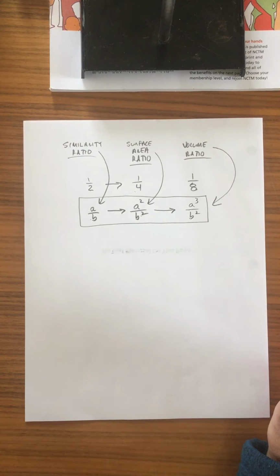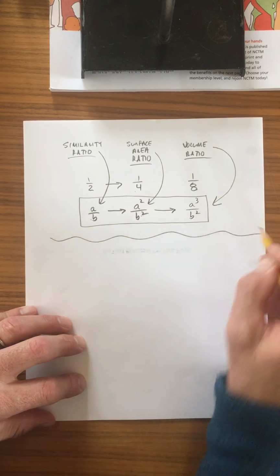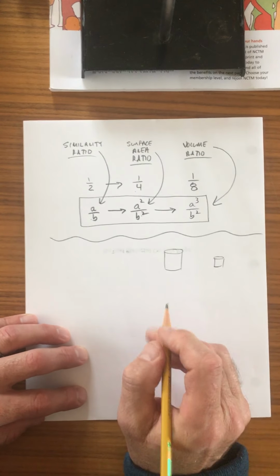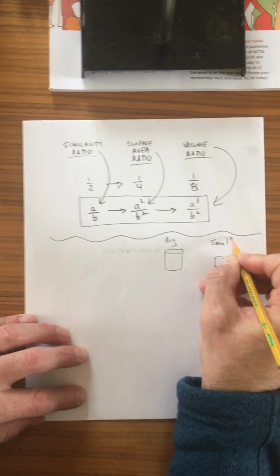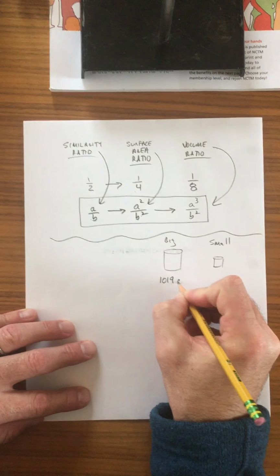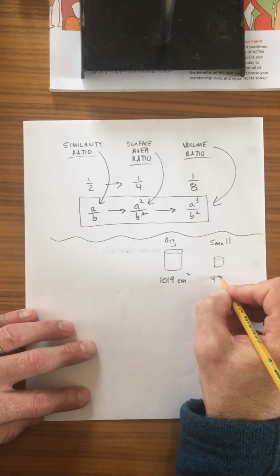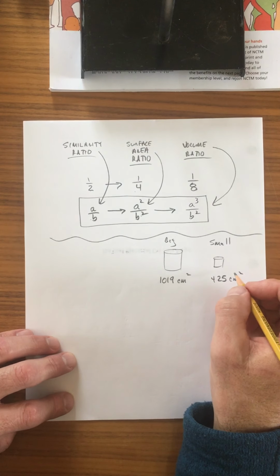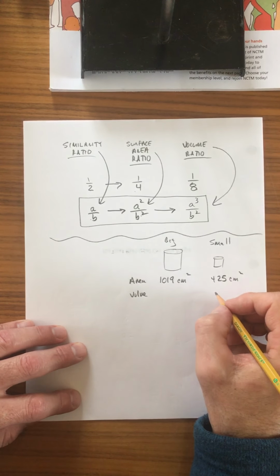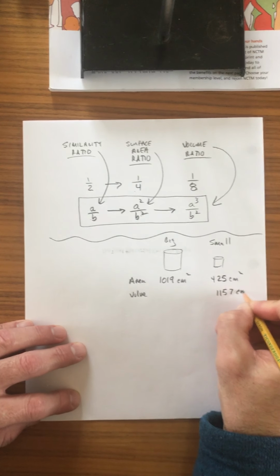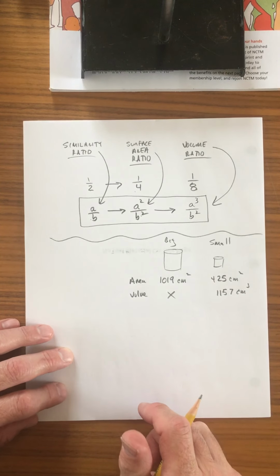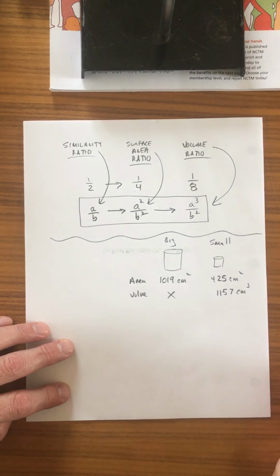Okay, so let's do an example. Let's say that we have 2 paint cans. We have a big and a small, and the area of the big is 1019 centimeters squared, and the small is 425 centimeters squared. And so that's the area. And then the volume of the small one is 1157 centimeters cubed. And that one is unknown. Okay, so let's see if we can figure this out.